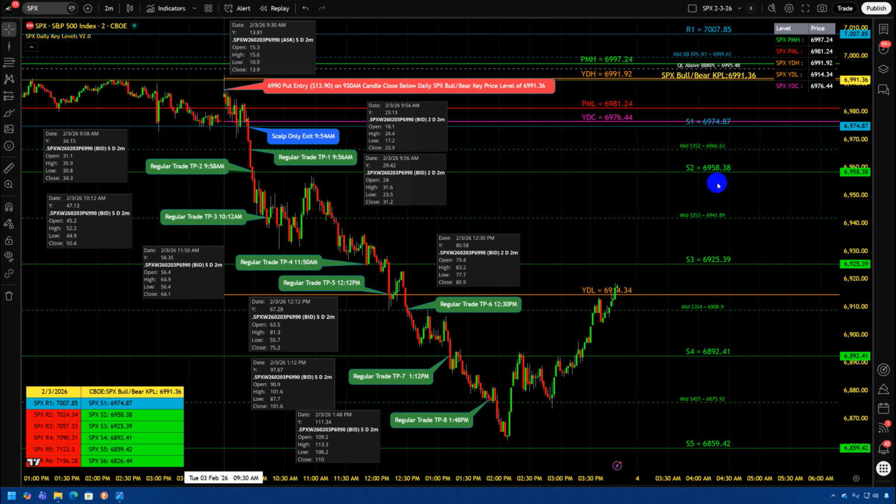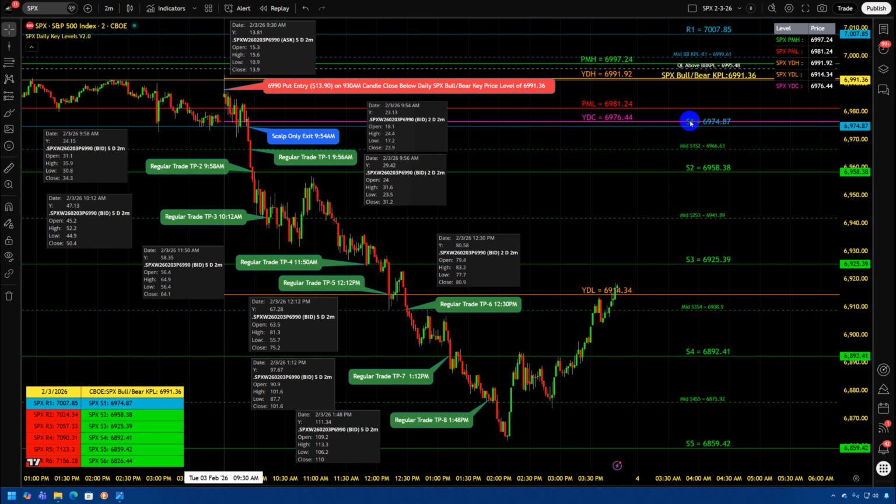Now with this indicator, you can take bullish or bearish trades off of any of the main key levels, which are either the SPX Bull Bear KPL level, or the R1 through R6 levels, or S1 through S6 levels. However, at the beginning of every session, most of your focus will be on the Bull Bear Key Price level, and that is typically the one that's in play at the beginning of 90 to 95% of SPX sessions throughout the year. However, as price moves through the session, other trade opportunities may present themselves on either one of the S levels or one of the R levels for either bullish or bearish trades.